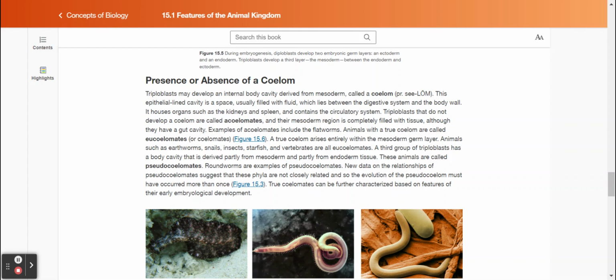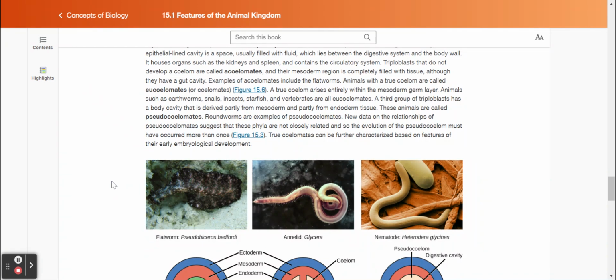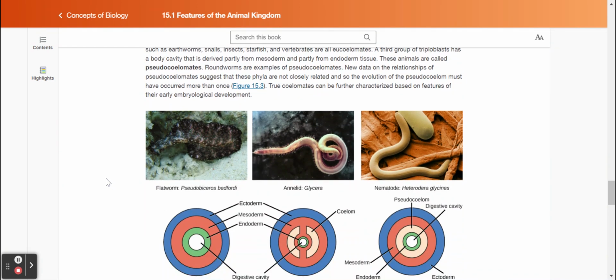A third group of triploblasts has a body cavity that is derived partly from mesoderm and partly from endoderm tissue. These animals are called pseudocoelomates. Roundworms are examples of pseudocoelomates. New data on the relationships of pseudocoelomates suggests that these phyla are not closely related, and so the evolution of the pseudocoelom must have occurred more than once. True coelomates can be further characterized based on features of their early embryological development.